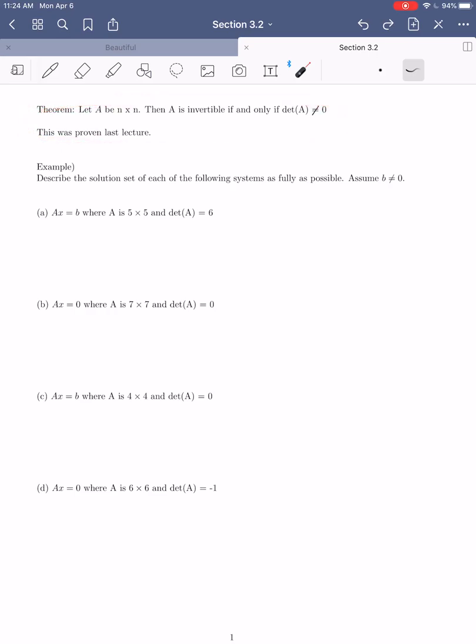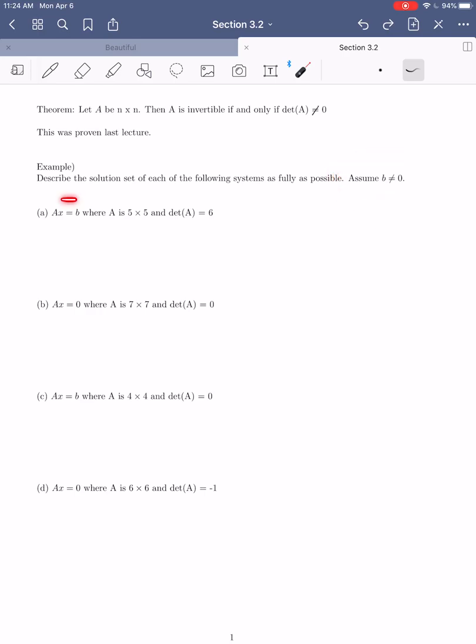So let's tie this in a little bit with discussing solution sets of systems of equations through a quick example here. We did something like this a few videos ago when we were learning about rank and how that relates to solution sets. So what we're going to try to do here is describe the solution set of each of the following systems as fully as possible. And for all of these, we're going to assume that B is not equal to 0.